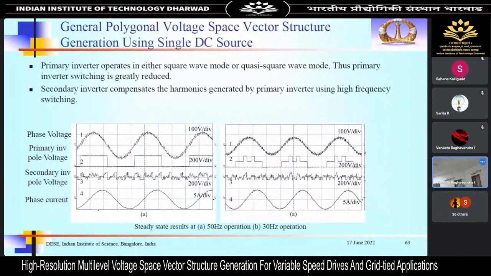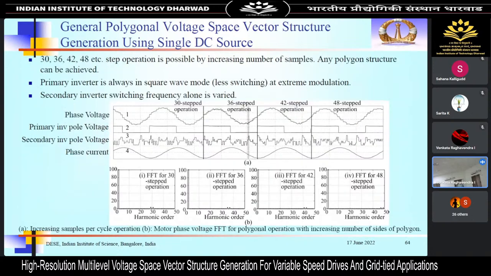Sinusoidal voltage, square of the modulation, this harmonic voltage is surplus. The main inverter is going to pass this square of the voltage. There's no PWM here. See, this is the thing. This is 50 hertz, this is 30 hertz.